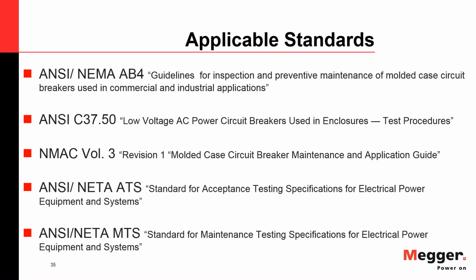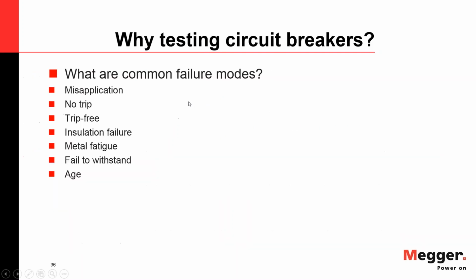Now there's a few standards applicable. The NEMA AB4 is the most important. For the nuclear power plants, the NMAC Volume 3 is very important. And there's a few others where you can find guidelines and standards and requirements on low voltage circuit breakers and the maintenance and the testing of low voltage circuit breakers, especially NEMA AB4.